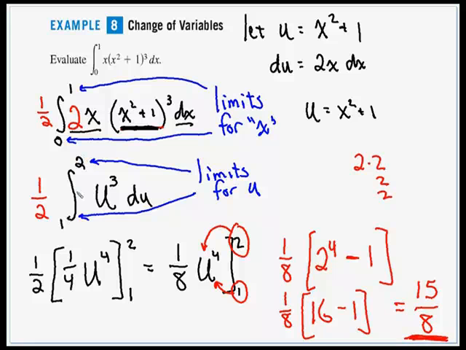If we did not switch our limits to u, right here, after we had found our antiderivative, we would have converted this back with our u sub. This would be 1/8 quantity x squared plus 1 to the 4th power from 0 to 1, our old limits. And you can see that would be a little bit more complicated to run our upper and lower limits through it. It is usually much easier to leave it in terms of u and then run the old limits through that u function.